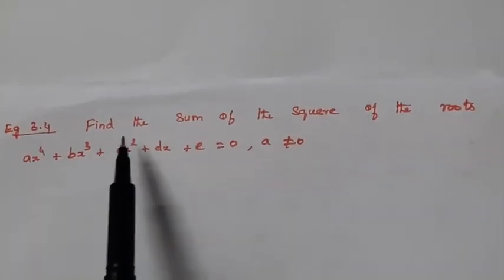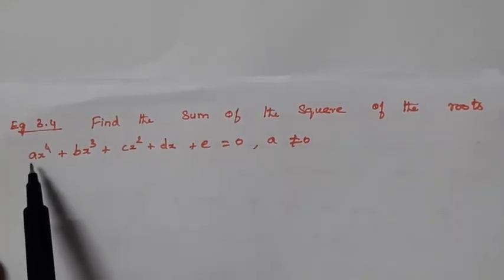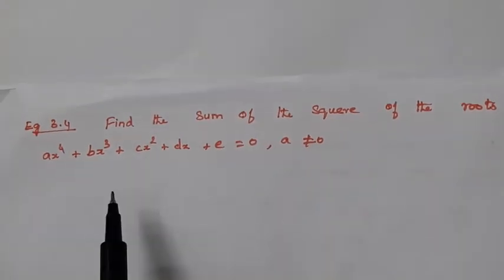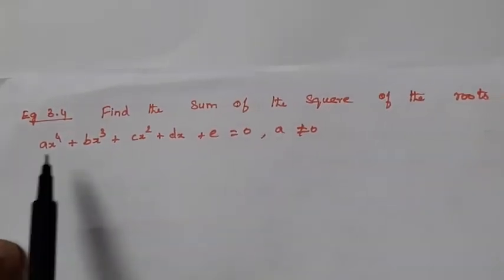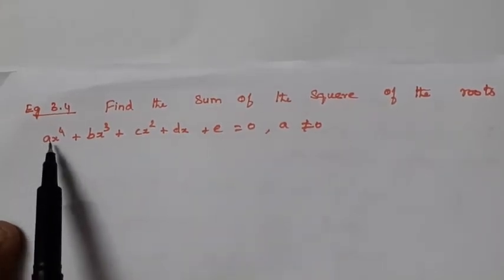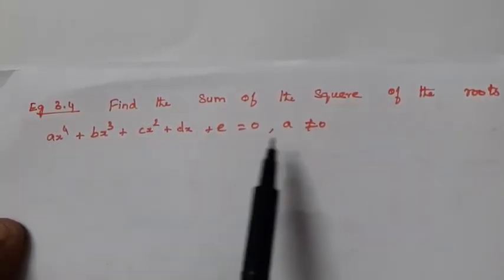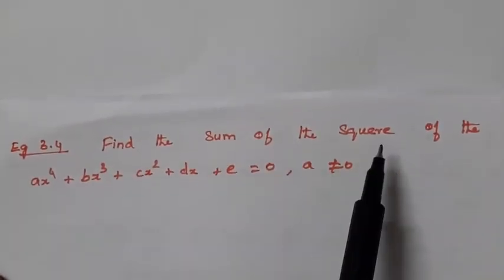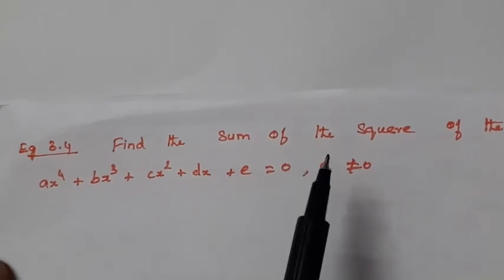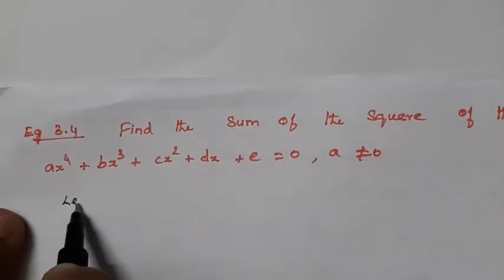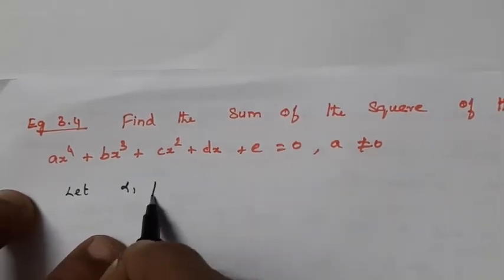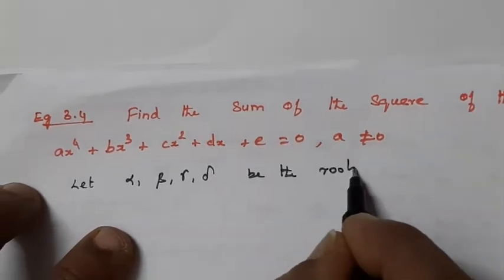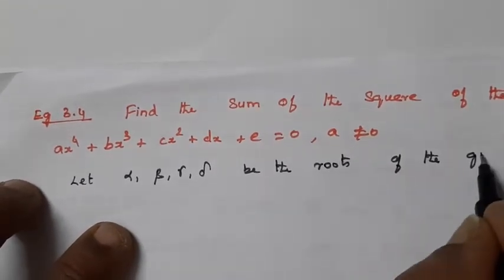Then example 3.4: find the sum of the squares of the roots of ax power 4 plus bx cube plus cx squared plus dx plus e is equal to 0, where a is not equal to 0. This is a quartic equation and it is not a monic polynomial, that is, it has a coefficient a, but it should not be equal to 0. That's why it has been given a not equal to 0. Okay. So you have to find the sum of the squares of the roots. That value alone is asked. As it is a quartic equation, let alpha, beta, gamma and delta be the 4 roots of the given equation.